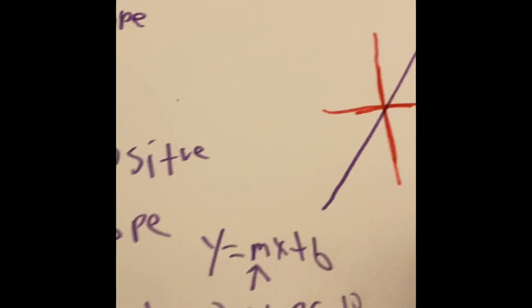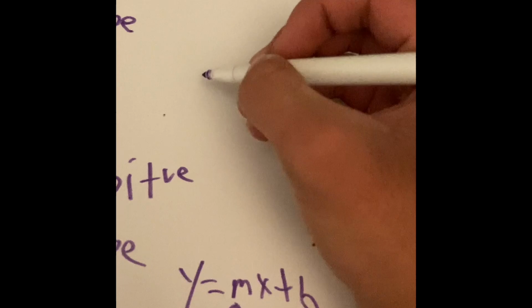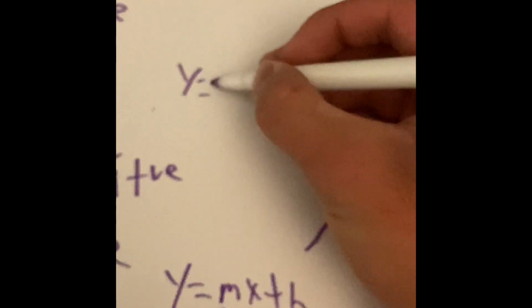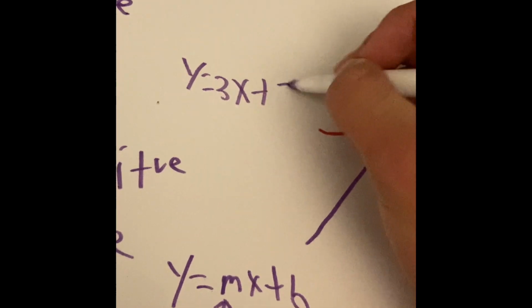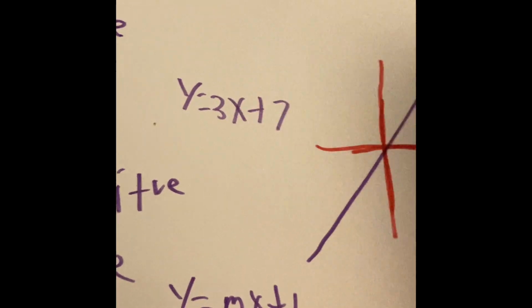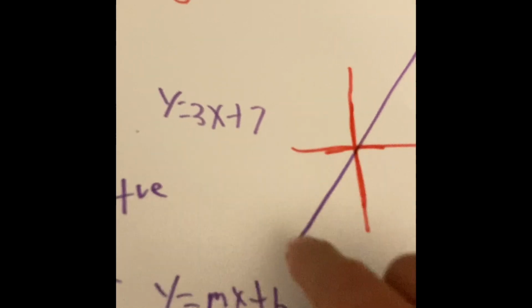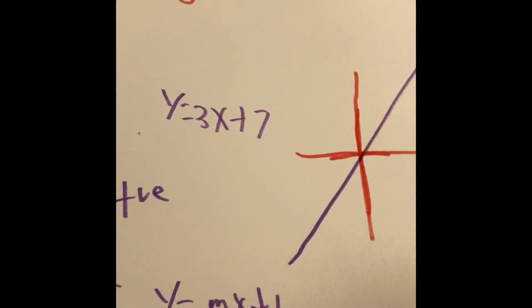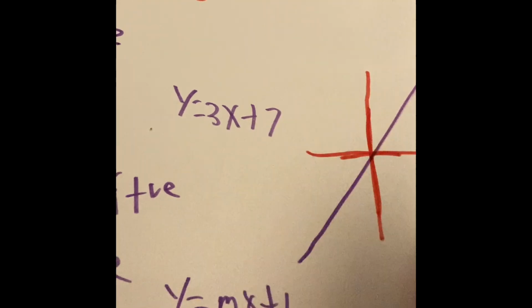Here's an example of a positive slope. We can write the equation y equals 3x plus 7. 3x is going to be a positive slope. Here's what the equation looks like.